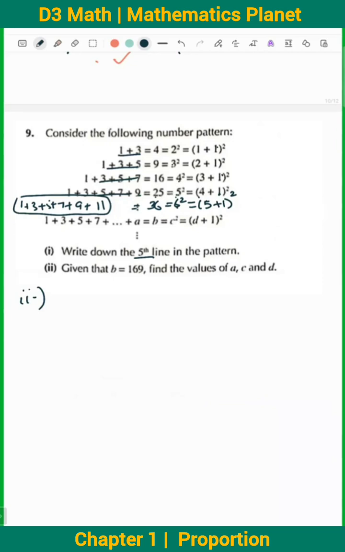Are you getting 36? Yes. Okay. So we are done with the first part. Now second part, if b is equal to 169, what will be c square?